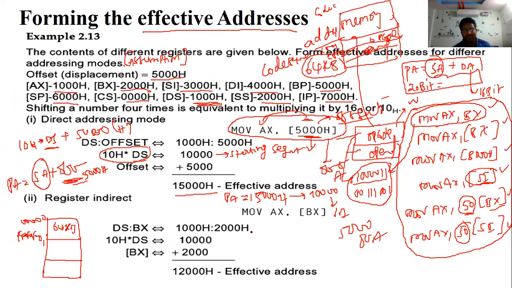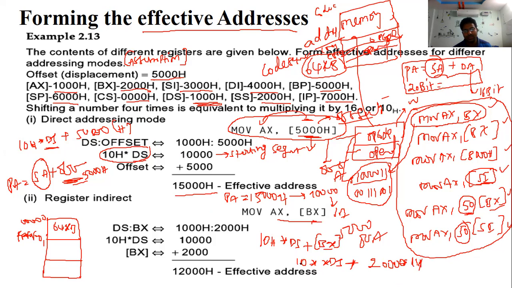Indirect addressing also, now see, is very easy. How to write this one? BX has some data. What is the data? BX is 2000. So this is written as 10H into DS plus the BX value. What is the BX value? BX is 2000.